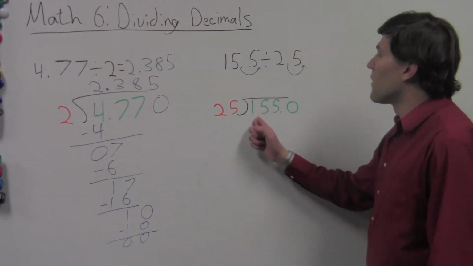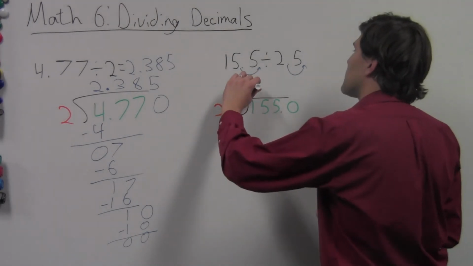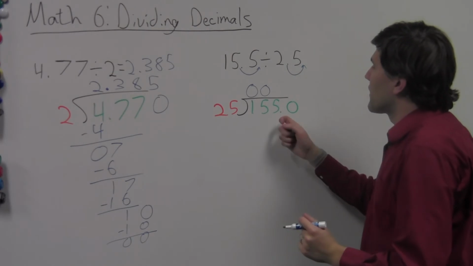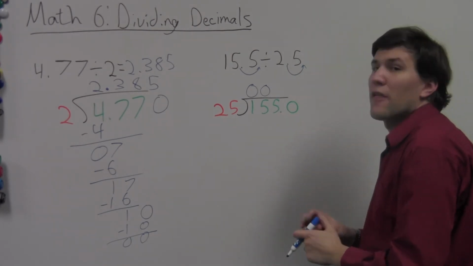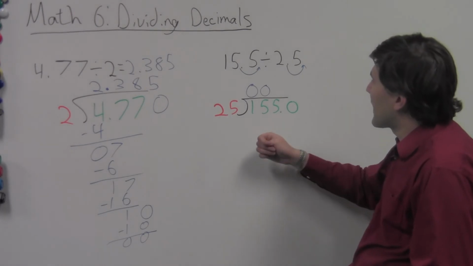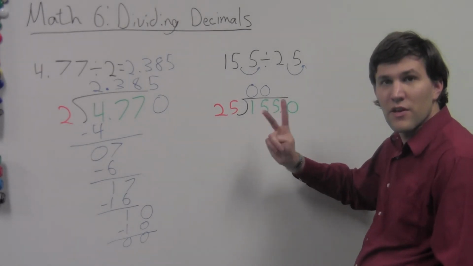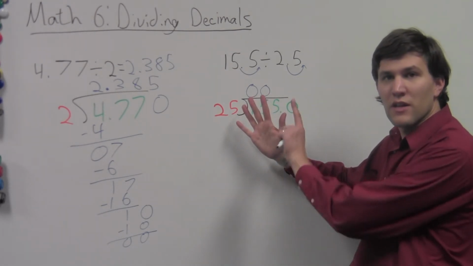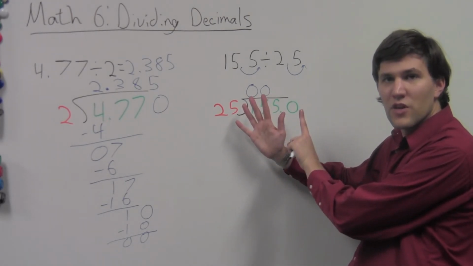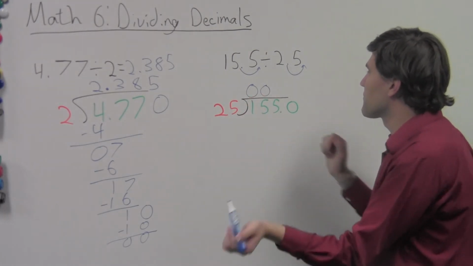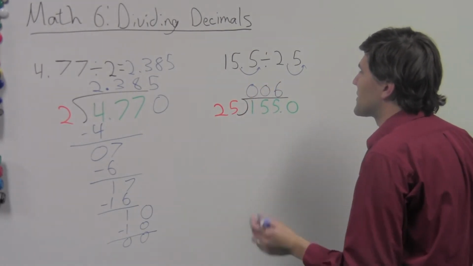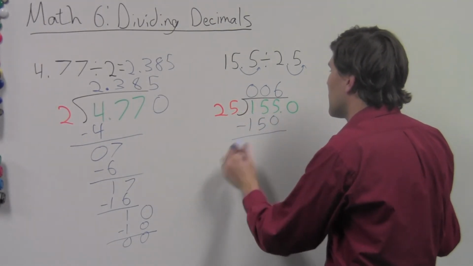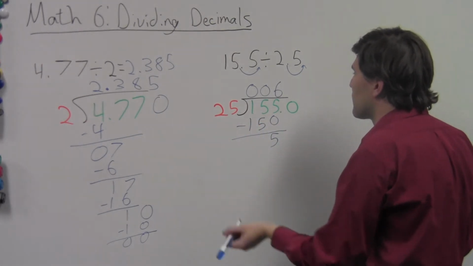As we divide, we look and go, 25 cannot go into 1, so we put a 0. It cannot go into 5, so we put a 0. It can fit into 155, but it's not going to fit evenly. If I count up by 25s, I go 25, 50, 75, 100, 125, and 150. So we have 6 times that it goes in, so we're going to put a times 6 here. 6 times 25 is 150. We subtract that, and we're left with a remainder of 5.